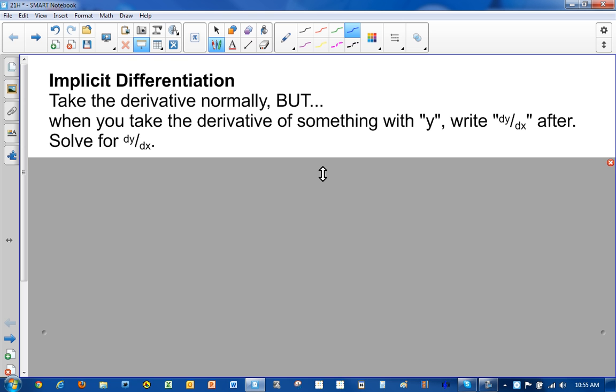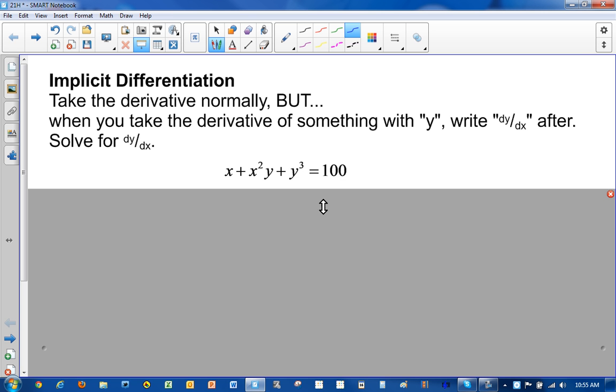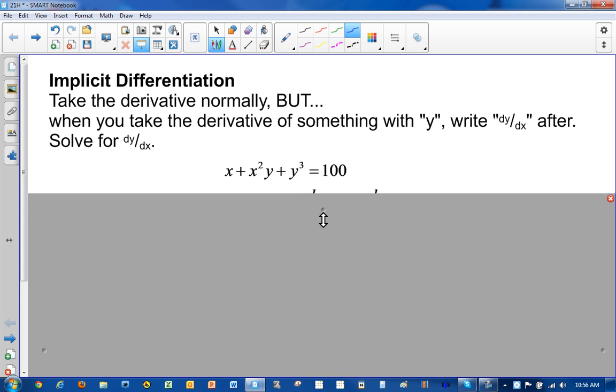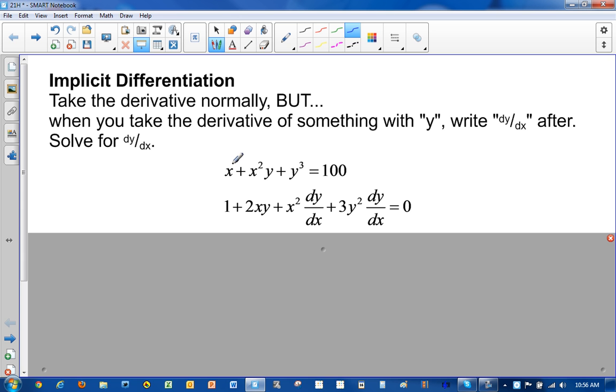So the best way to do this is with an example. All right, and there's kind of a funky equation. I really can't solve that so that it says x equals something in terms of y, and I can't solve it so that it says y equals something in terms of x, so I have to use implicit differentiation. So here I go. If I take the derivative of the first term, that's x, and the derivative of that is 1. Now looking at the second term, x squared y, I've got to use product rule there, and here's the split. Okay? So the derivative of x squared is 2x times y.